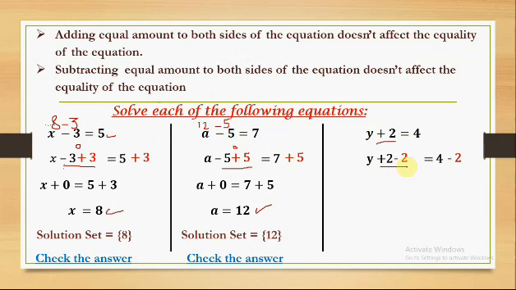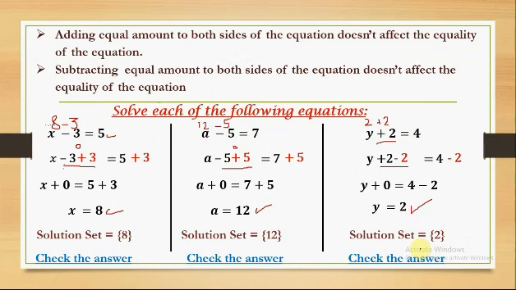Plus 2 and minus 2 will equal 0. y plus 0 equals 4 minus 2. In this case, I can say here y equals 2. We need to check the answer. 2 plus 2 equals 4. Yes, it equals 4. So this is the right answer. I can say the solution set equals 2.